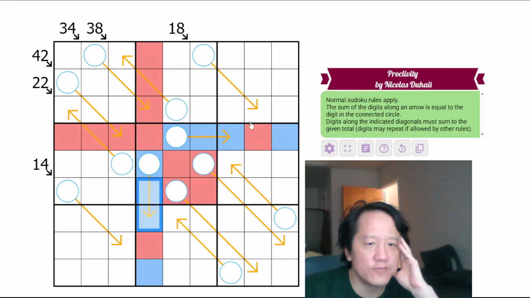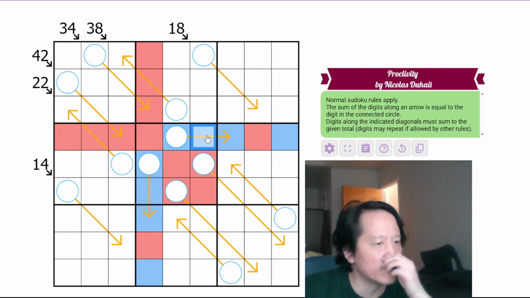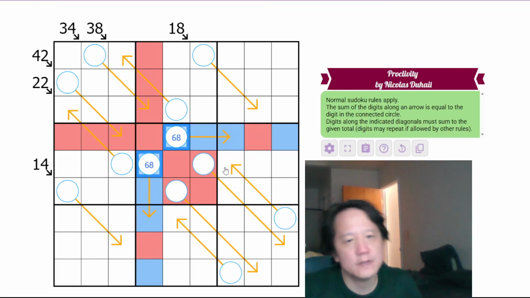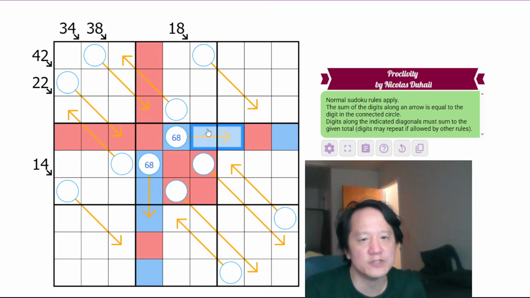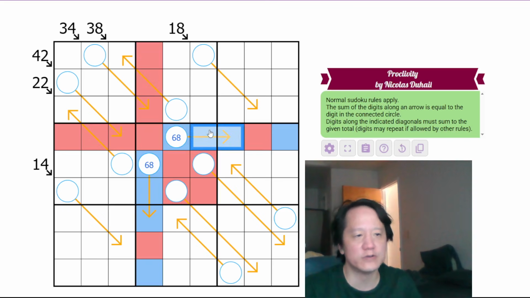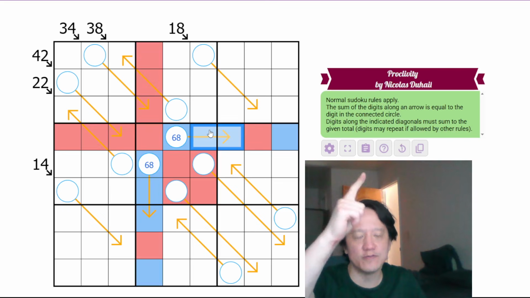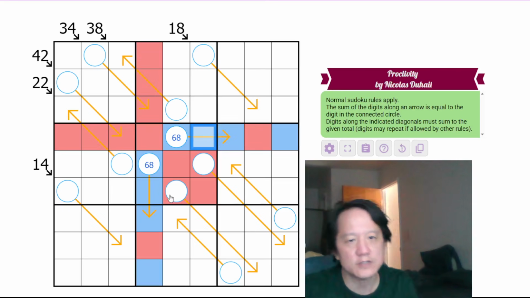The sum of 2 digits in the same row, if they're both even, can only be 6 or 8. Because you can't have 2 even digits adding up to less than 6, right? Unless you have a 0, but that's not allowed, obviously, in normal Sudoku. So the minimum is 2 and 4 adding up to 6, or 8. So this has to be a 2-4 pair here.